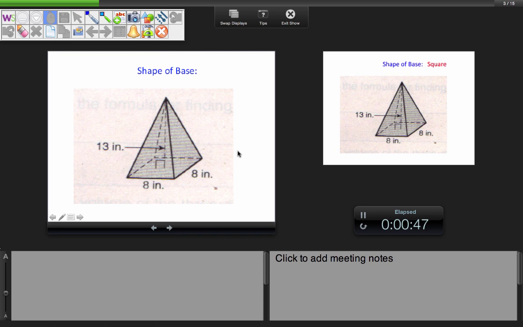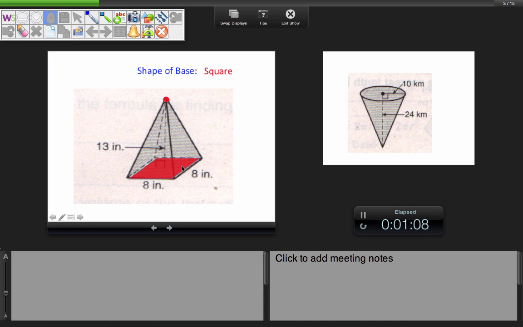What would the base be? The square on the bottom. And we know it's a square because it says 8 and 8. Okay, if I needed to know the area of this base, what would it be? 64. Good. If I wanted to know the perimeter of this base, it's 8, 8, 8, and 8. What would that be? 32. Okay, that's what your homework is going to be tonight. Identifying the base, finding the perimeter of the base, and finding the area of the base.